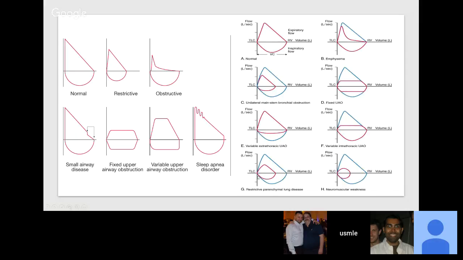Restrictive parenchymal lung disease, for example fibrosis, gives you this restriction, a decrease of volume overall, and that is why you don't have much inspiratory versus expiratory. If you have neuromuscular weakness, it means the diaphragm, the intercostals, and the accessory muscles are weak, so you have less air going in and less air coming out, and this is why you put them on the ventilator. Okay, so know these. This is pretty much real logic when you look at it.